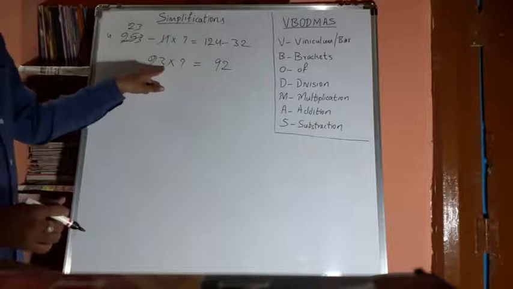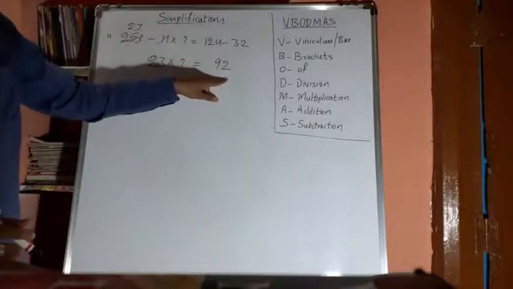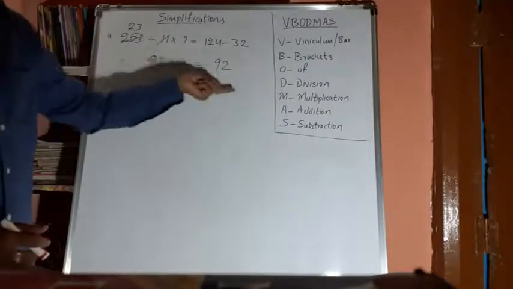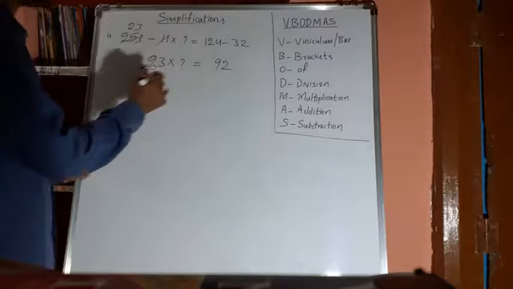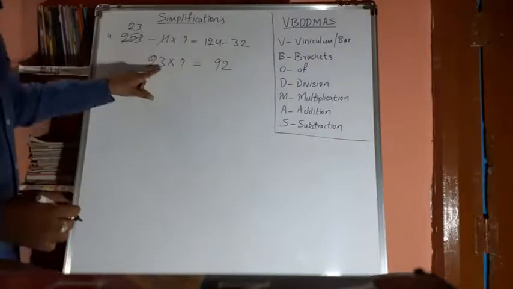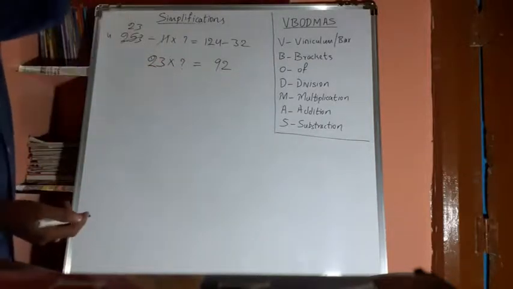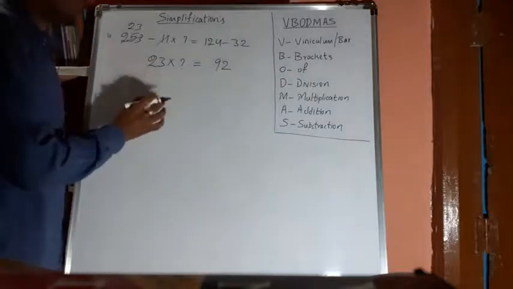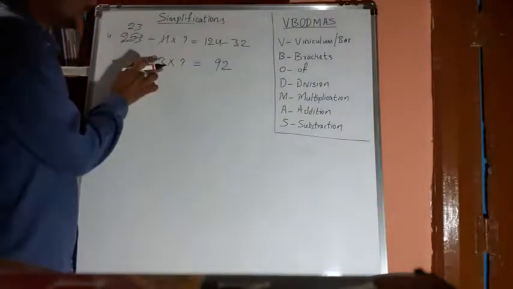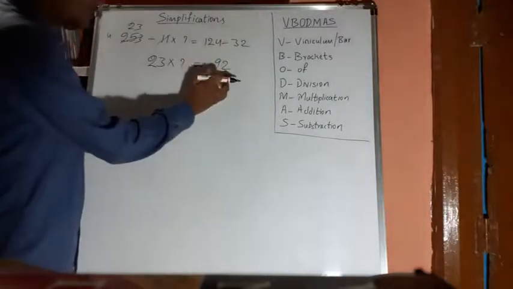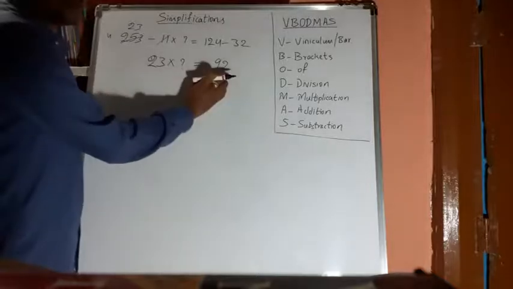Since it is multiplication, if you send this number to this side, it will become division. Again, don't waste one more step here. Do the cancellation here itself, but how do you do it? You don't know the 23 table, right? So what I do normally, I will check this unit digit and this unit digit. So in the 3 table, when will 2 come?